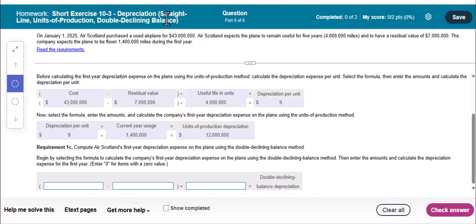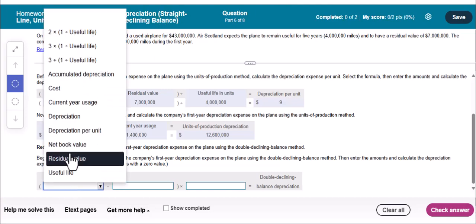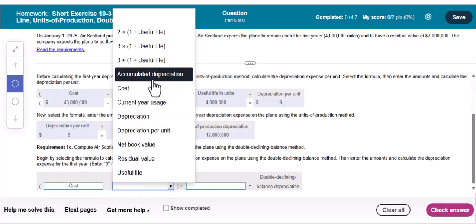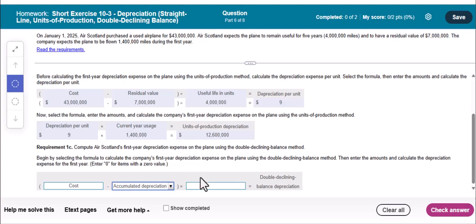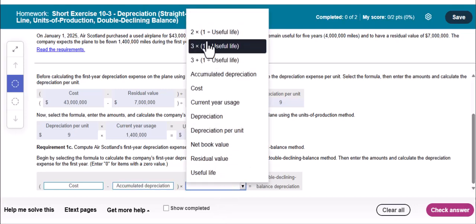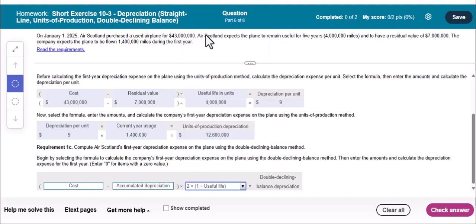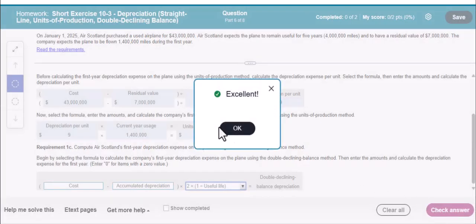So cost minus accumulated depreciation, and then that's going to be multiplied by, and this next piece here is something a lot of students forget, times 2. Remember, it's double declining balance. So we have that 2 times 1 divided by useful life. And check our answer. Excellent.